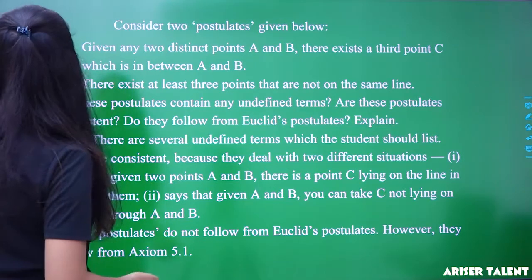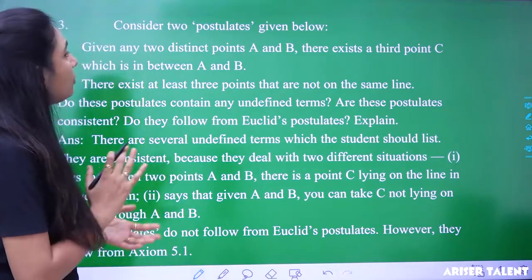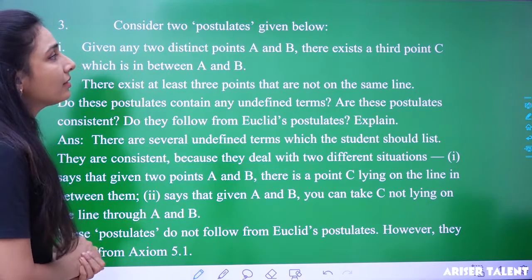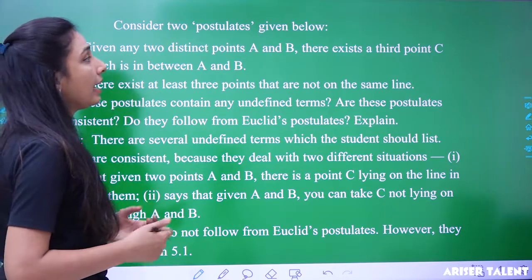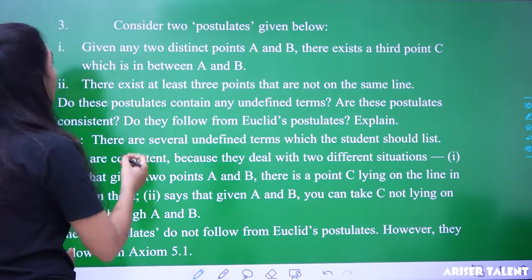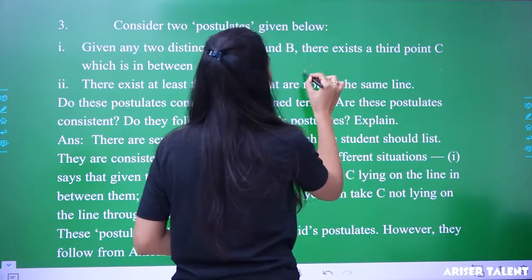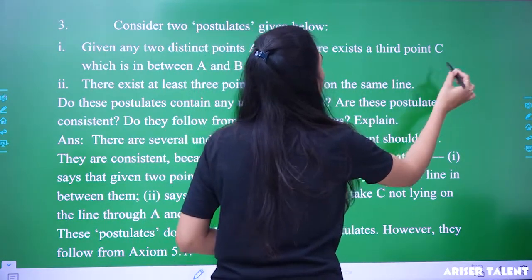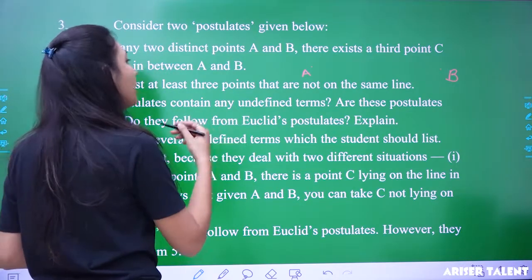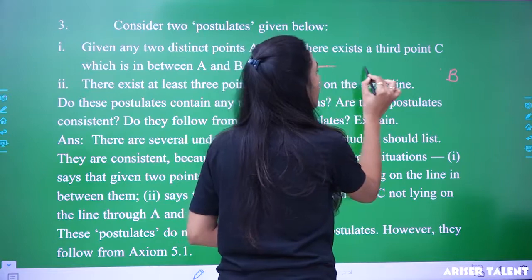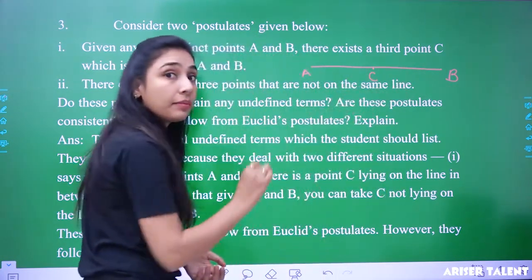Now, consider the 2 postulates given below. Given any 2 distinct points A, B, there exists a third point C which is in between A and B. What's given? Consider any 2 distinct points A, B. There exists a third point C which is between A and B. So if this is AB, there is a point here C between A and B.